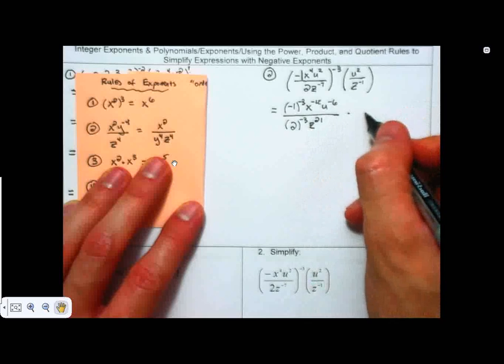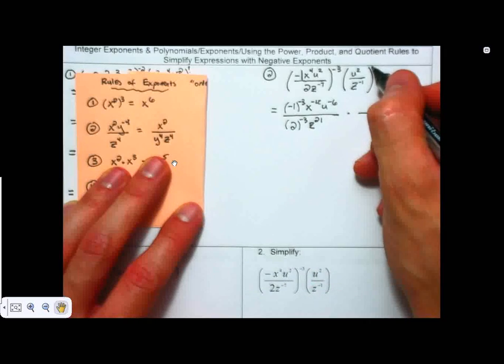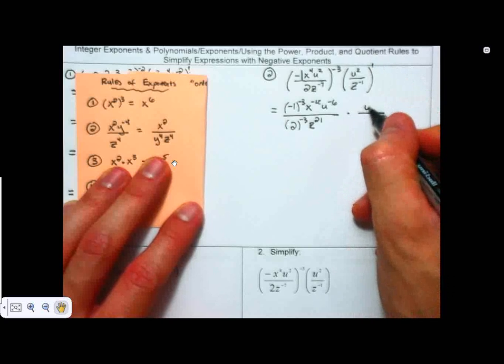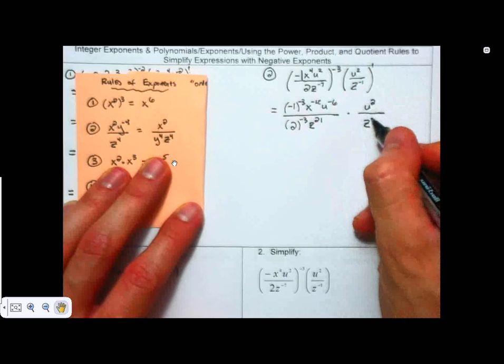Okay, over in the second grouping, notice how I don't have an exponent written. That means really there's a 1 there. So that means when I multiply exponents, I'll just get u squared over z to the negative first. Nothing changes.